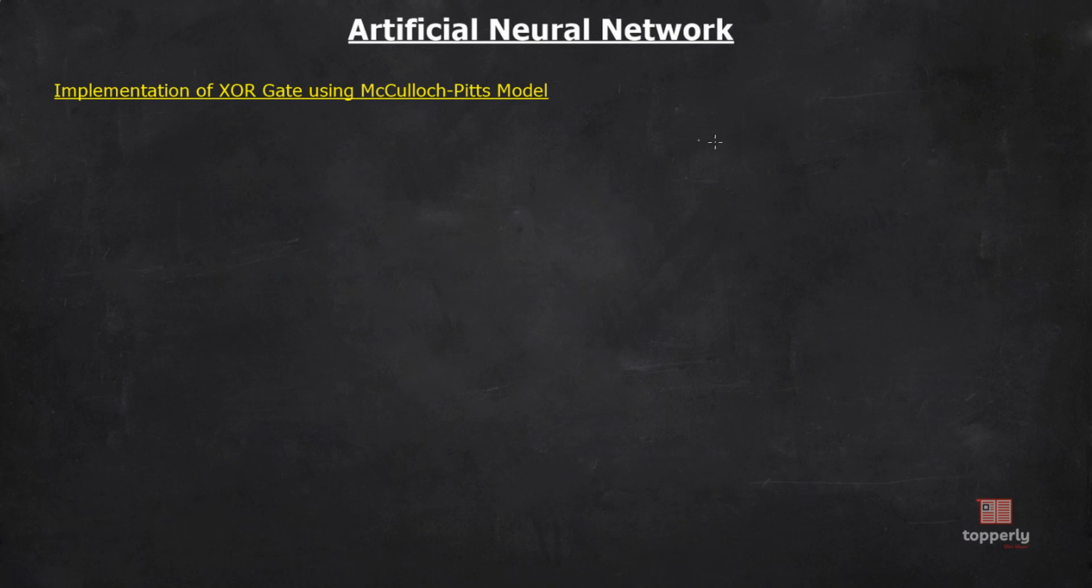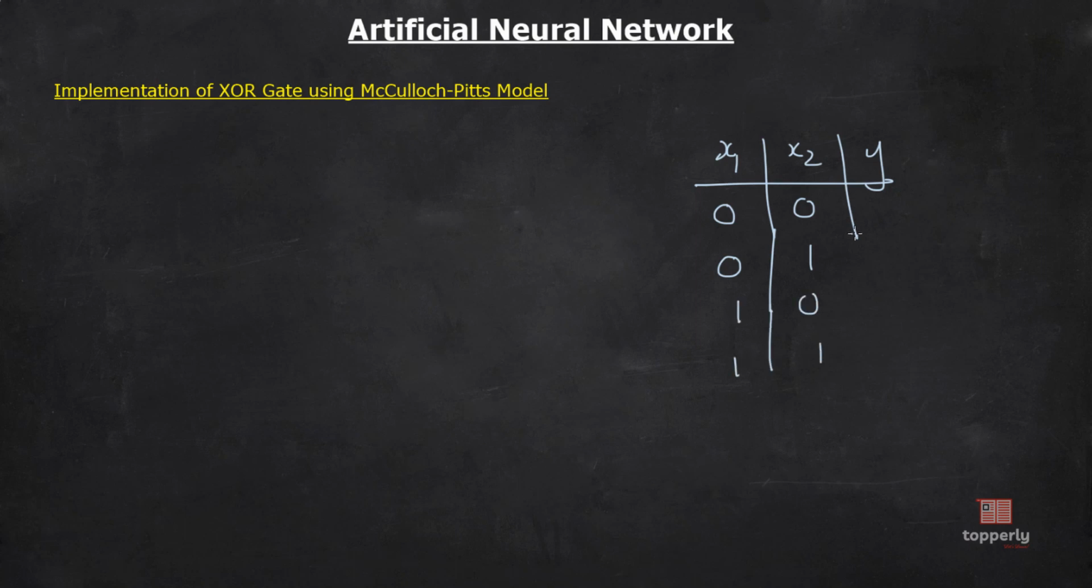As always, we will write the truth table first. Therefore, x1, x2, and output y. And the inputs are 0, 0, 0, 1, 1, 0, and 1, 1. So the corresponding outputs are 0, 1, 1, 0. Now we will write the expression for XOR gate. Y equal to x1 bar x2 plus x2 bar x1. I hope that everyone is familiar with this.